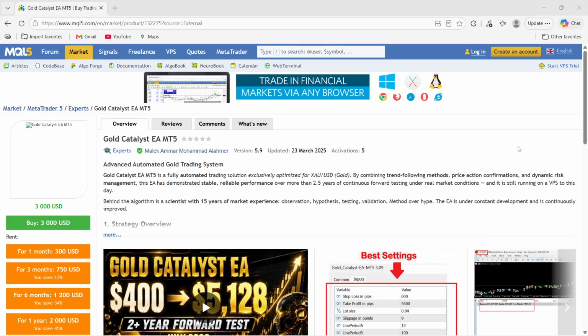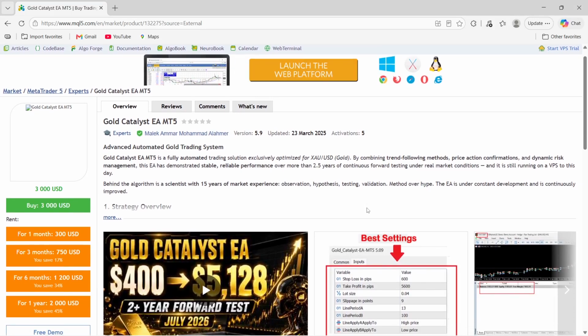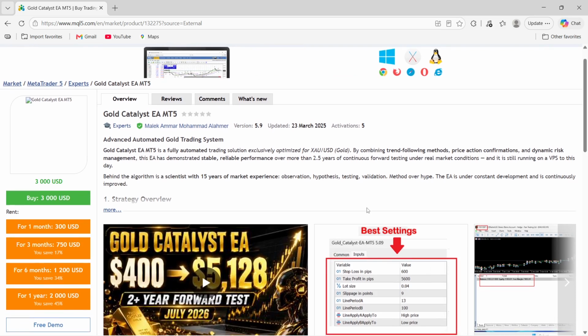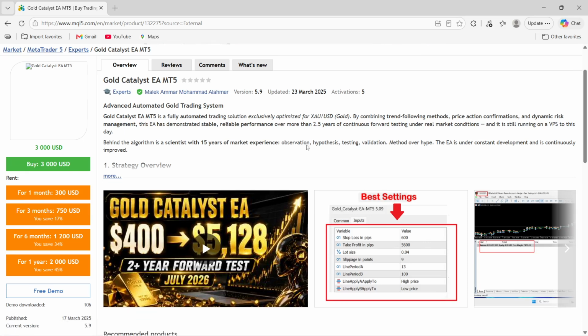Hello traders, in this video we're going to be taking a look at the Gold Catalyst EA for MT5. This gold specialized system aims to catalyze profits in XAUUSD. So let's see the claims and test results.